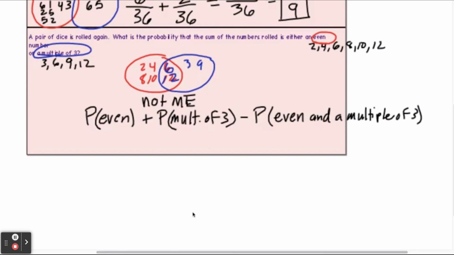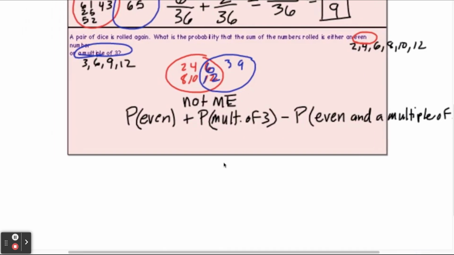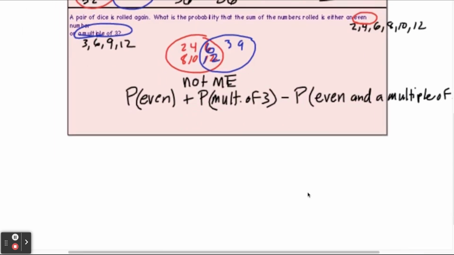Now, this problem is going to take quite a bit of side work just because there's a lot of different possibilities that we have to mark down. So let's start. I'm going to be a little bit more organized than I was on the last one. All the different ways that you could roll a 2 is just by getting a 1 and a 1. All the different ways that you could roll a 4 is by getting a 1 and a 3, a 3 and a 1, and a 2 and a 2.